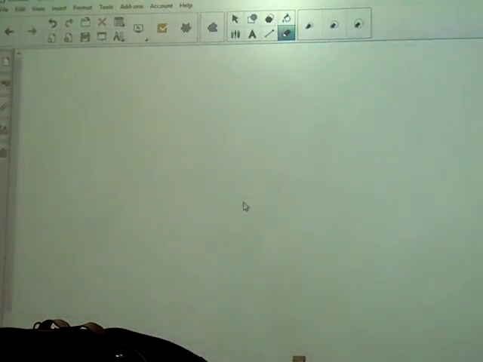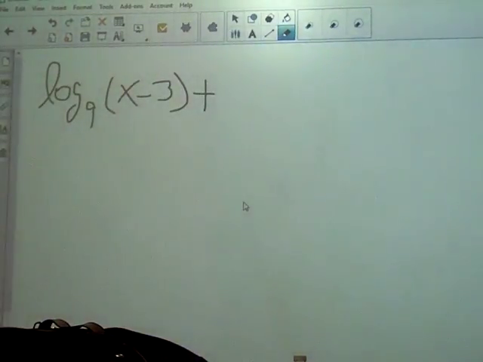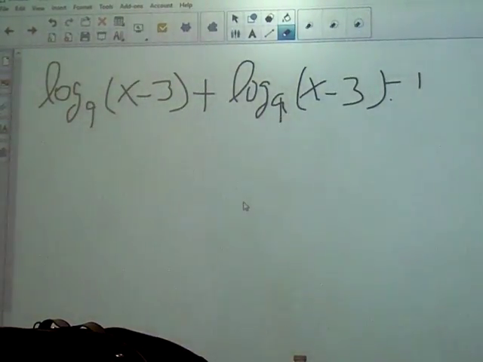All right, number 2, we got log base 9 of x minus 3 plus log base 9 of x minus 3 is equal to 1. Now, this one I've told y'all all along, when you're solving and it's in log form, you want to rewrite it in exponential form. When it's in exponential form, you want to rewrite it in log form. This one's in log, but before you can rewrite it in exponential form, you have to get it down to just one log. Right now I got 2 logs on the left side of the equal sign.